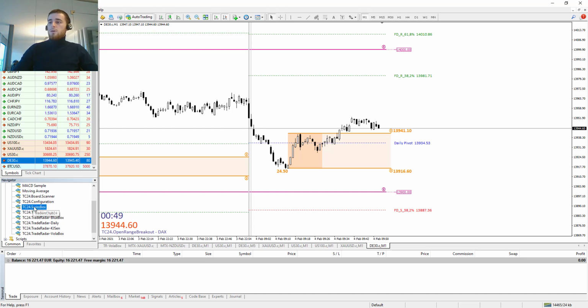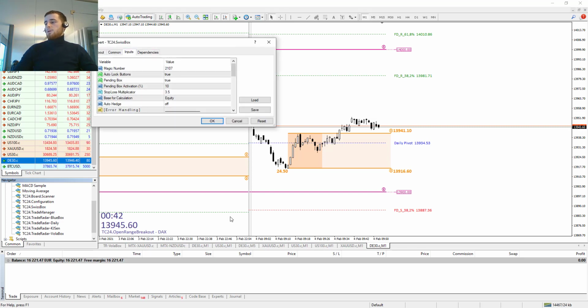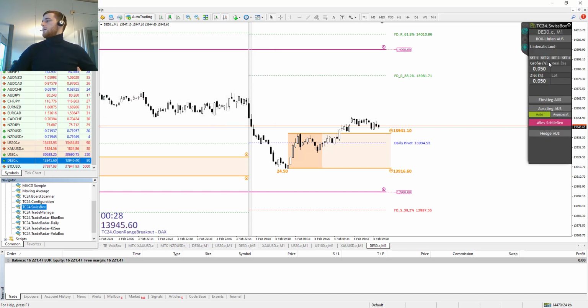Next part, we're going to go over here to the left, TradersClub24 SwissBox, double click. Now, because I already have some other charts open at the bottom from the DAX with SwissBoxes inside, we do need to click that magic number. Anything, it doesn't matter, so click OK. And here is our SwissBox configurator. This is where we're going to set up all of the preferences for our SwissBox trade.